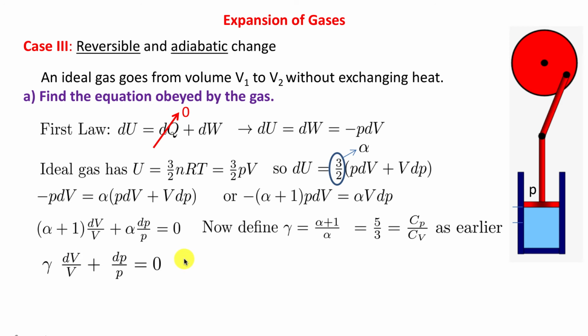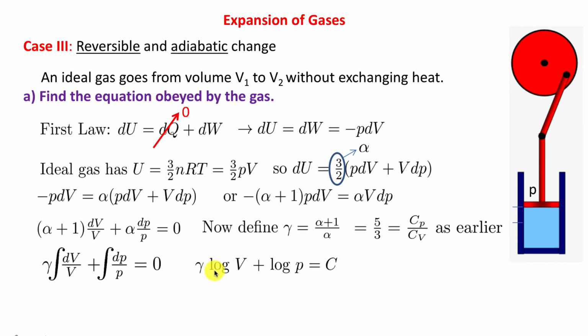Now this can be easily integrated. When I do the integral of dV over V, I'm going to get log of V. When I do the integral of dP over P, I'm going to get log of P. And so, this equation becomes gamma log V plus log P is equal to some constant. You can check that very easily. Just take the derivative. So I would have gamma dV over V plus dP over P equals 0, because the derivative of the constant is going to be 0.